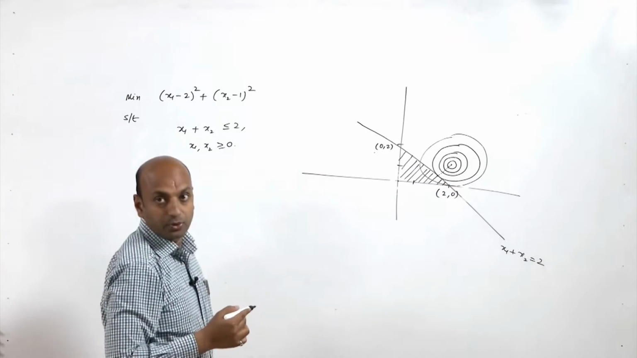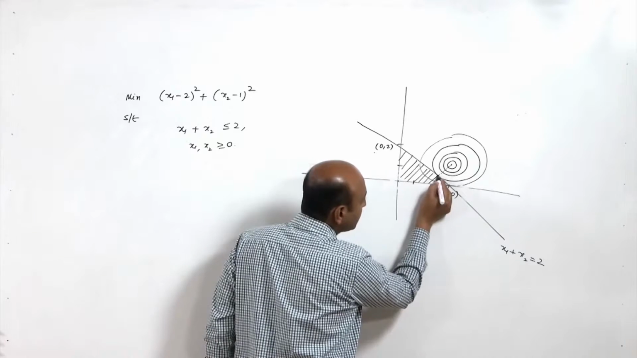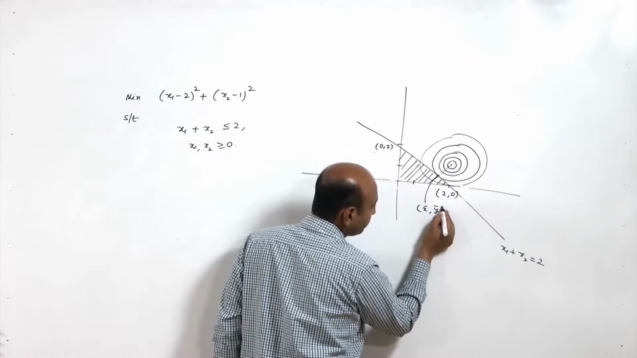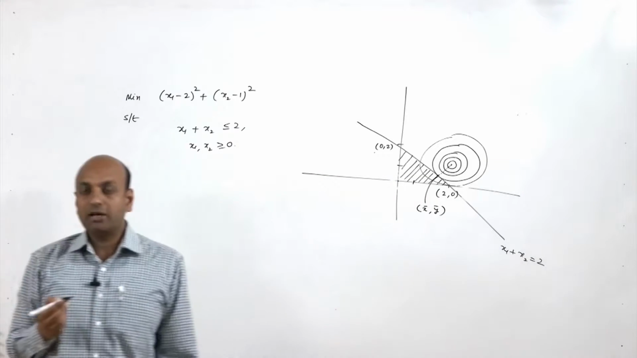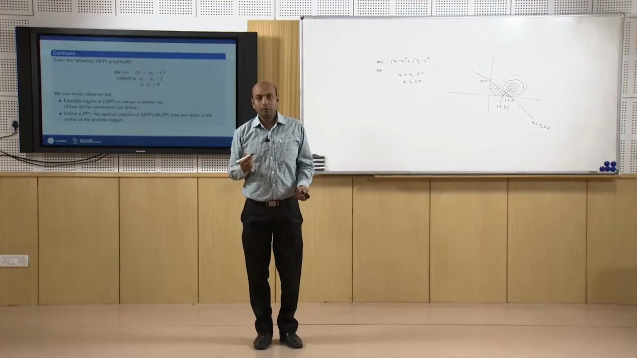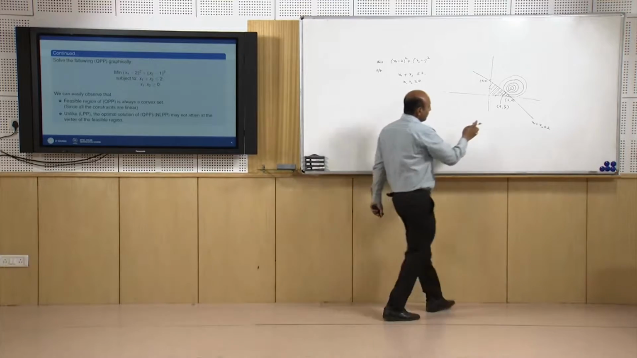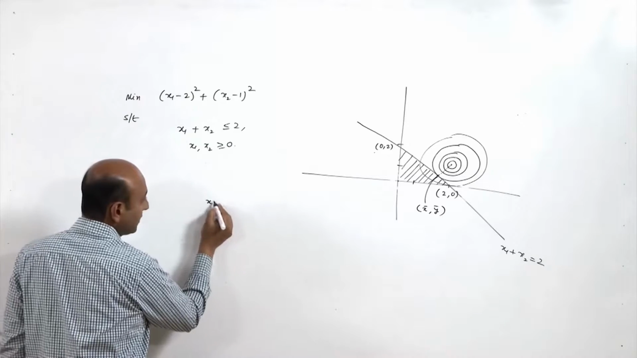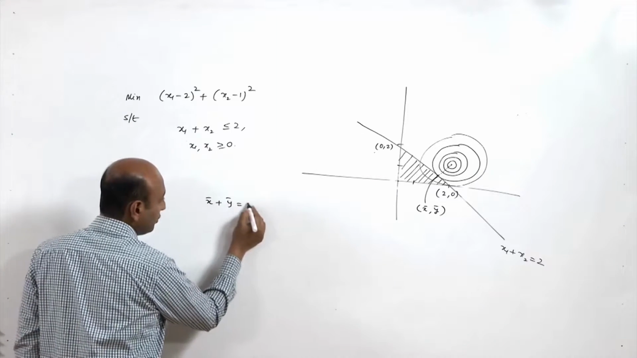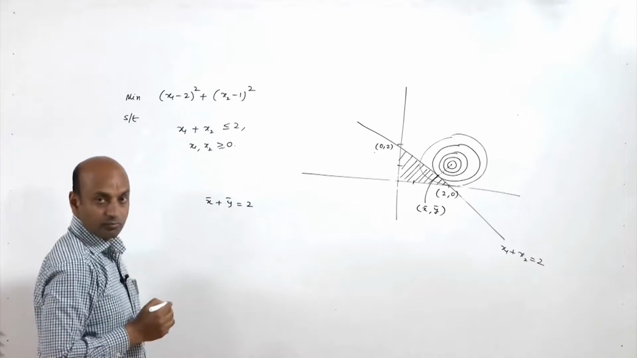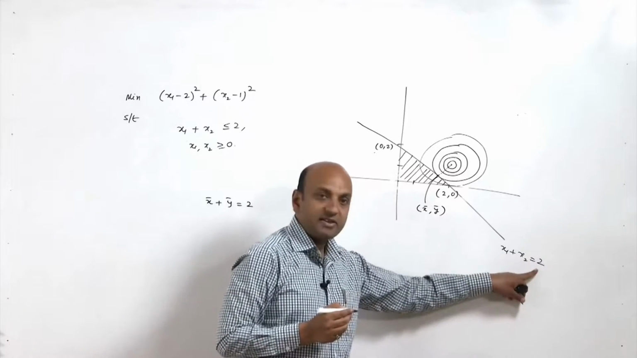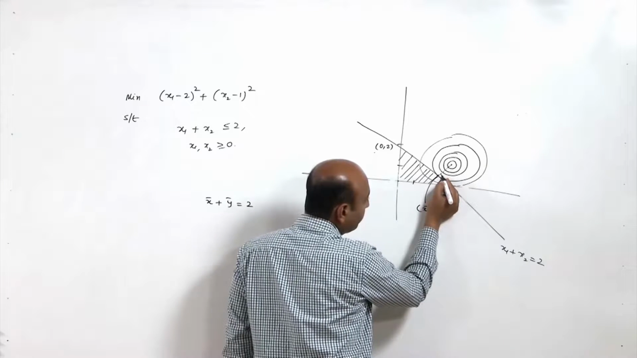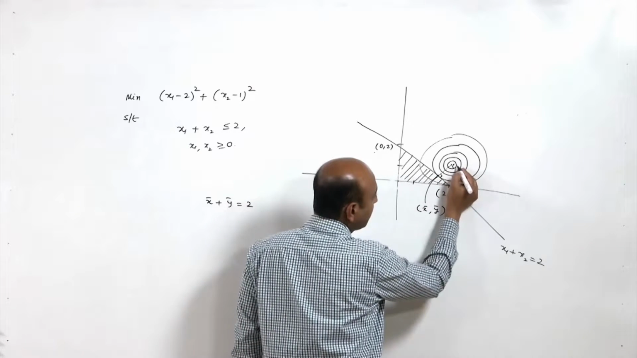Okay. Now, what is this point? Say this point is (x bar, y bar). This point we have to find out. This point is an optimal point. Okay. Now, this point will satisfy this constraint, so this constraint will be, suppose, x bar plus y bar equal to 2. Okay. It satisfies this constraint, and now this is also perpendicular, and this center is 2 comma 1.